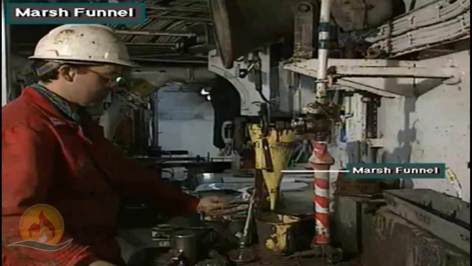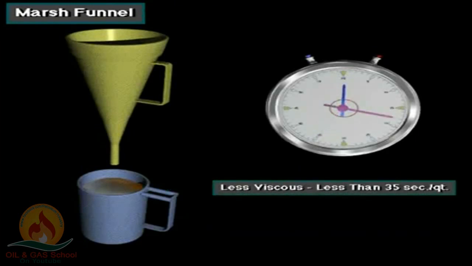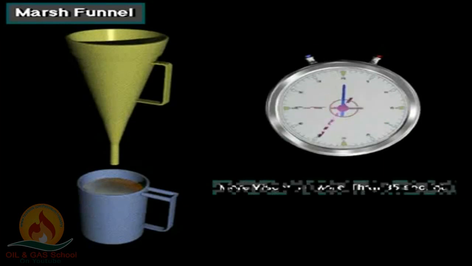A marsh funnel has a hole in the bottom that is a standard size. The mud engineer, or helper, pours 1 quart of mud into the funnel and records the time it takes to run out into a pitcher or beaker. In this example, 1 quart of mud flows out of the funnel and into the beaker in 35 seconds. So this mud has a funnel viscosity of 35 seconds. A less viscous or thinner mud would flow through the funnel faster. A more viscous or thicker mud would flow through the funnel slower.